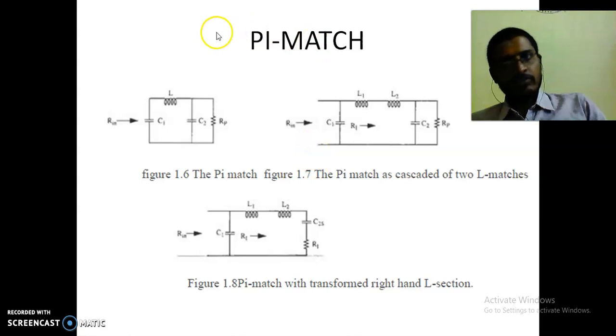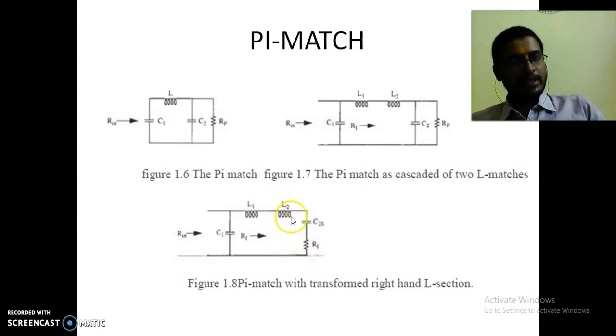Next, pi match. Why is it called pi match? Because the capacitors and inductors are in the shape of pi. Here we have parallel resistance and input resistance. To analyze this, we decompose it into two L sections. This is one L section, and this is another L section. To analyze this, we need to convert this parallel C2 and Rp into series. Here Ri is the intermediate resistance.